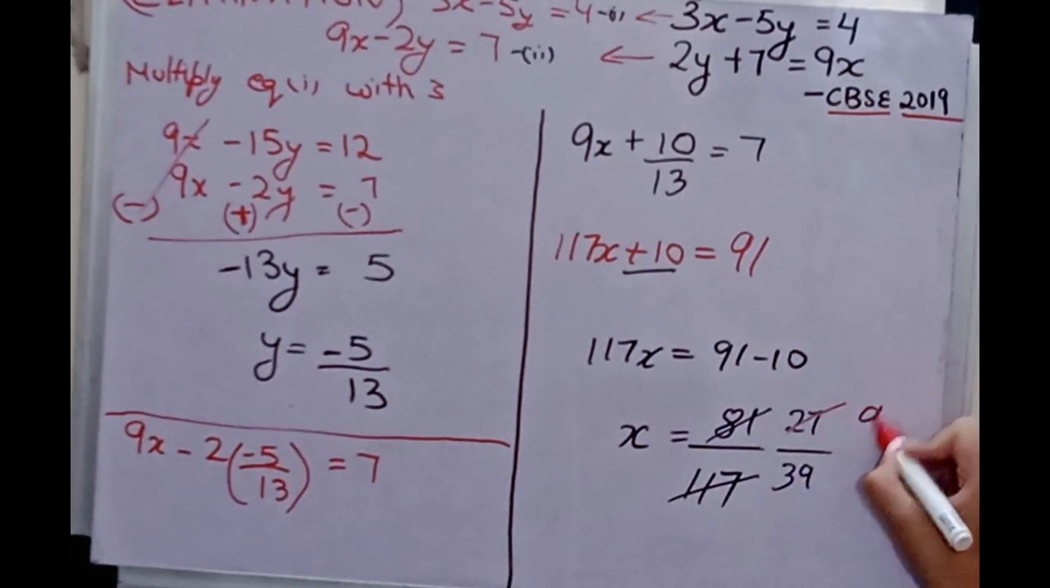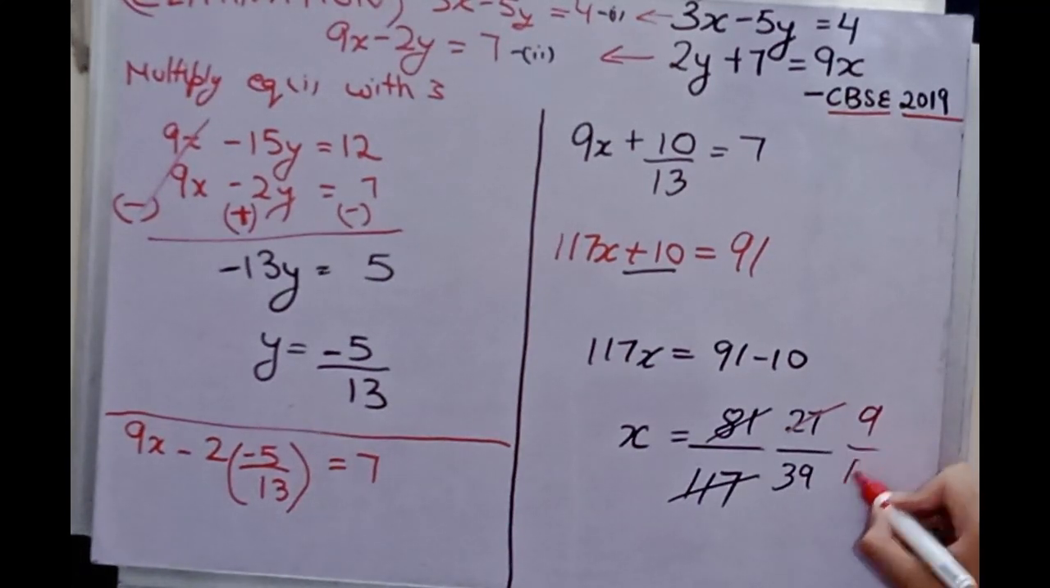This is 3 9s and it is 13s. So x is equal to 9 upon 13. The value of y is minus 5 upon 13. The value of x is 9 upon 13. We did it with the elimination method.